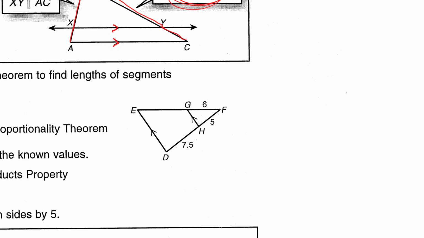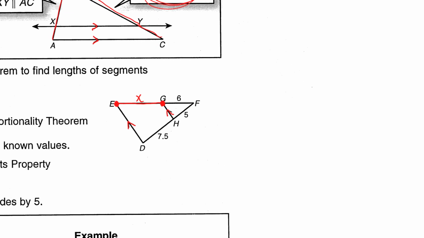All right, so on this one right below here, what we're looking for is the length from E to G. Now, since these two lines are parallel right here, it divides these pieces proportionally, okay? So X is to 7.5. So we're going from here to here. So X is to 7.5 is what? 6, 5. As 6 is to 5.